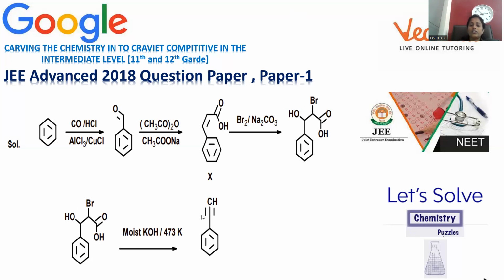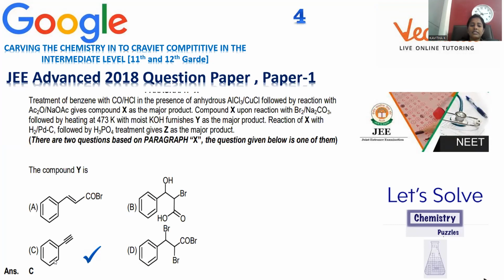Just now we said three-step elimination reaction was carried out. One is the removal of carbon dioxide, one is the removal of water, one is the removal of HBr, and finally the product will be the triple bonded one. So this is the phenyl acetylene that we are expecting, which is provided in option number C. For question number 4, option number C will be the correct answer.